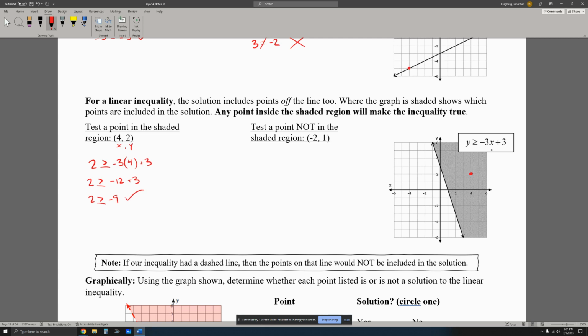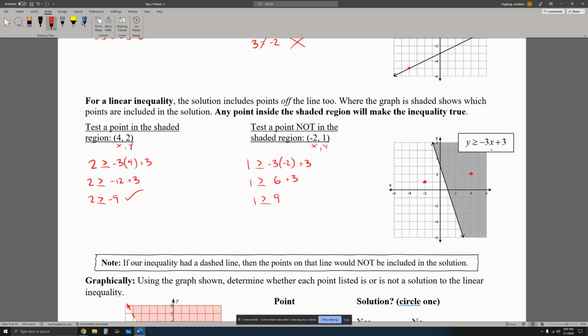So now let's choose a point that's not in the shaded region. So -2, 1. That point is right here. If we were to test this point, let's see what happens to the inequality. So we're going to plug in x, y. So we're going to plug in 1 in for y is greater than or equal to negative 3 times x, which is negative 2, and then plus 3. We get 1 is greater than or equal to negative 3 times negative 2, which is positive 6. And then bring down our plus 3. When we evaluate 6 plus 3, we get 9.